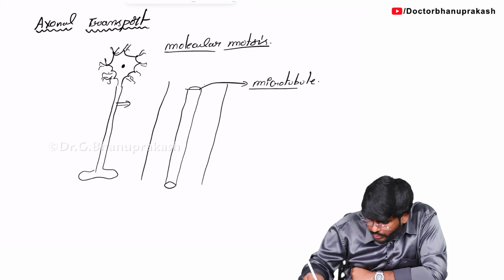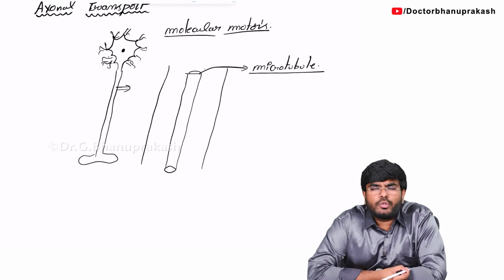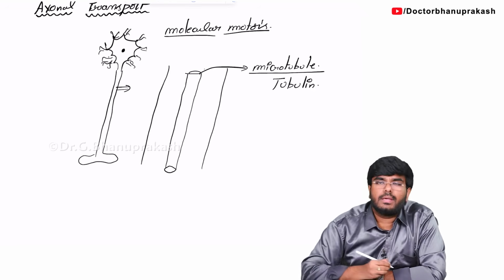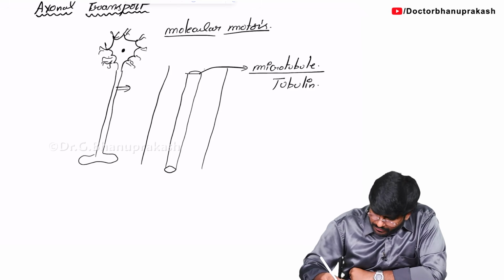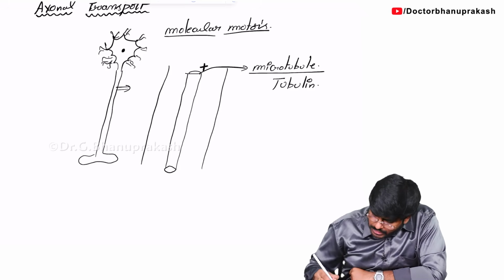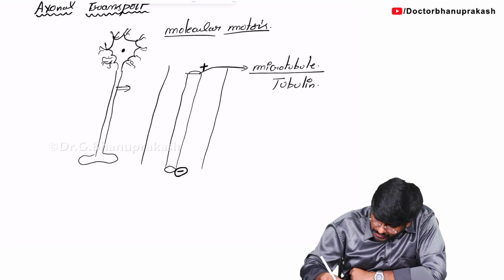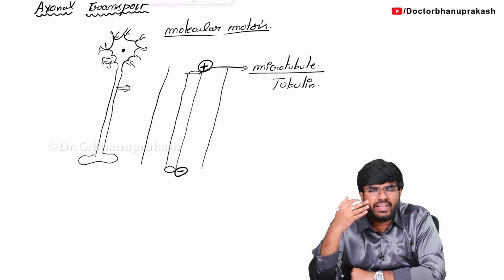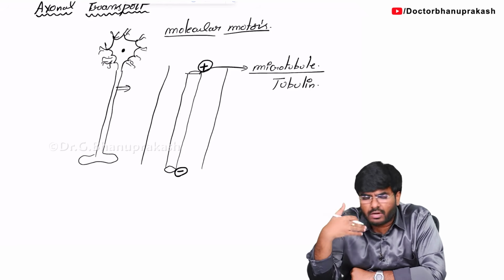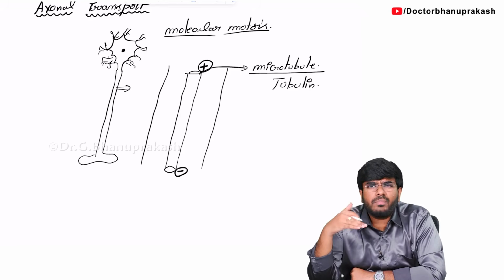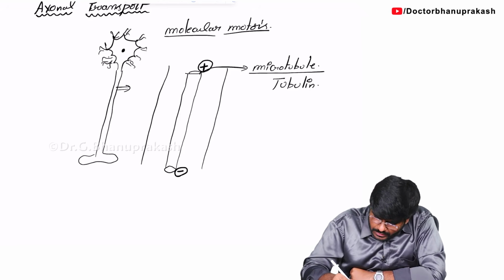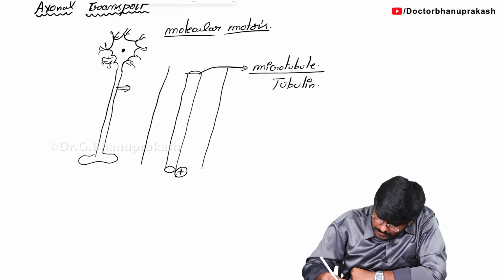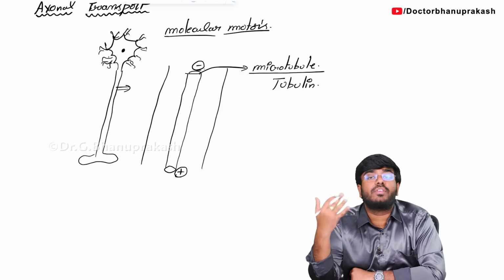A microtubule is made up of what? A protein called tubulin. This microtubule has a positive end and a negative end. Positive end means the end which will always grow with the addition of new tubulin molecules, and the negative end means the end which will not grow.